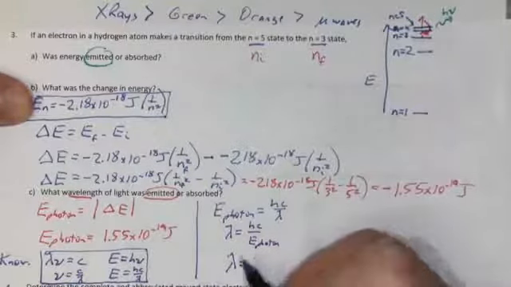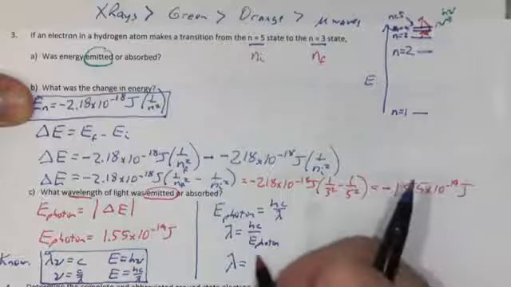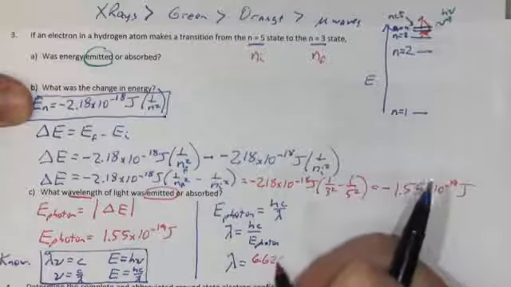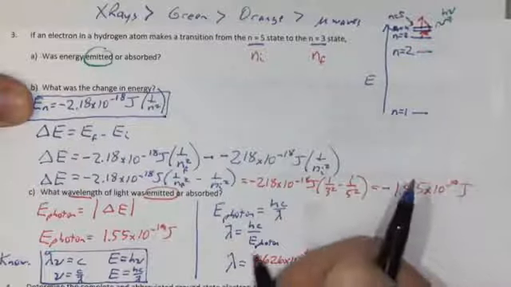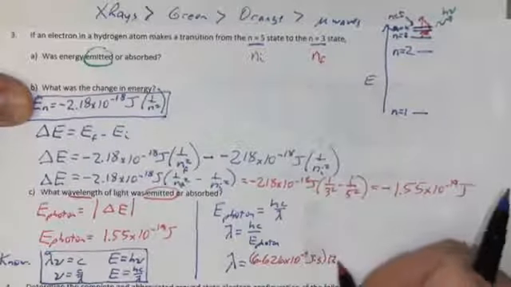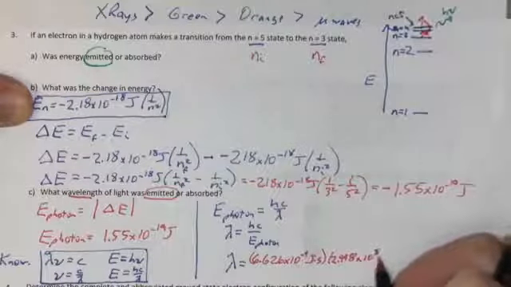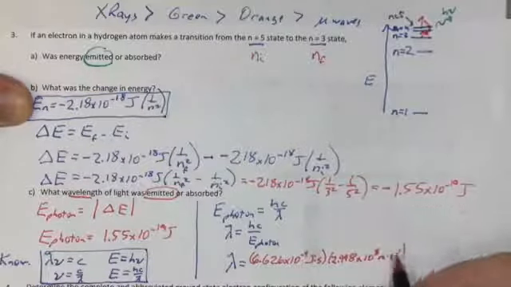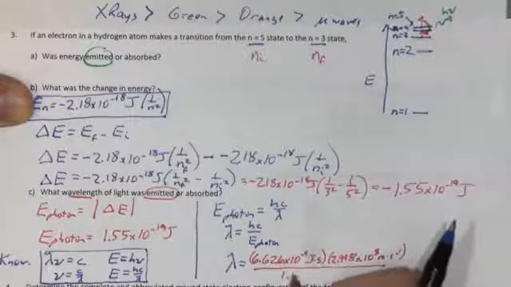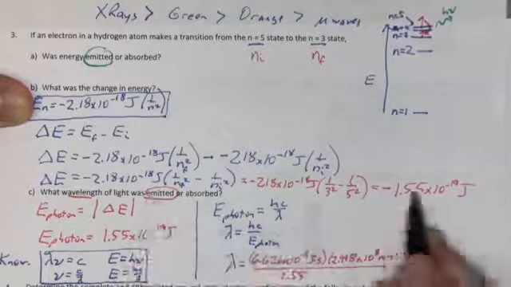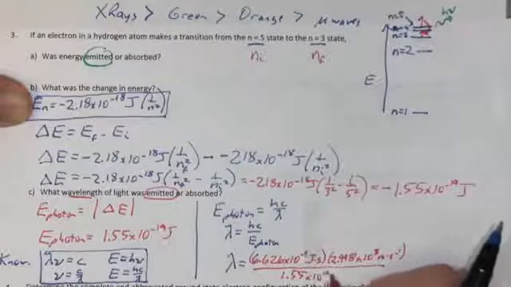H is given on the exam. H is 6.626 times 10 to the negative 34 joule seconds. C is the speed of light in a vacuum, 2.998 times 10 to the 8th meters per second. And the energy of the photon is 1.55. That's what we calculated when we did the delta E up here, 1.55 times 10 to the 19th joules.